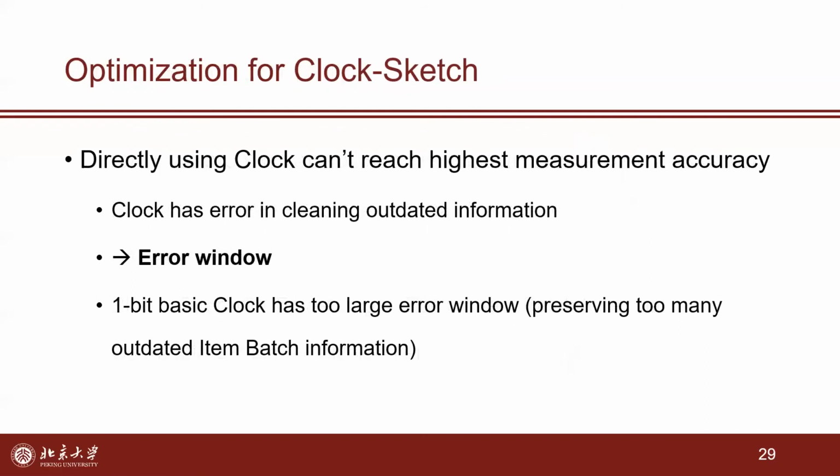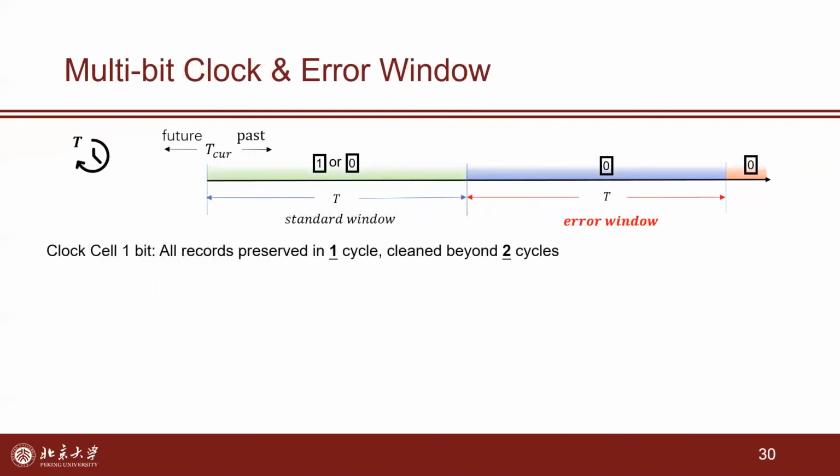However, directly using clock can't reach the highest measurement accuracy because the clock has error in cleaning outdated information. It is not 100% accurate, and it has an error window behind, which I will illustrate later. Basically, using a 1-bit basic clock has 2 large error windows, which means preserving too many outdated items in batch information. On this page, I will show how a multi-bit clock will affect the size of the error window.